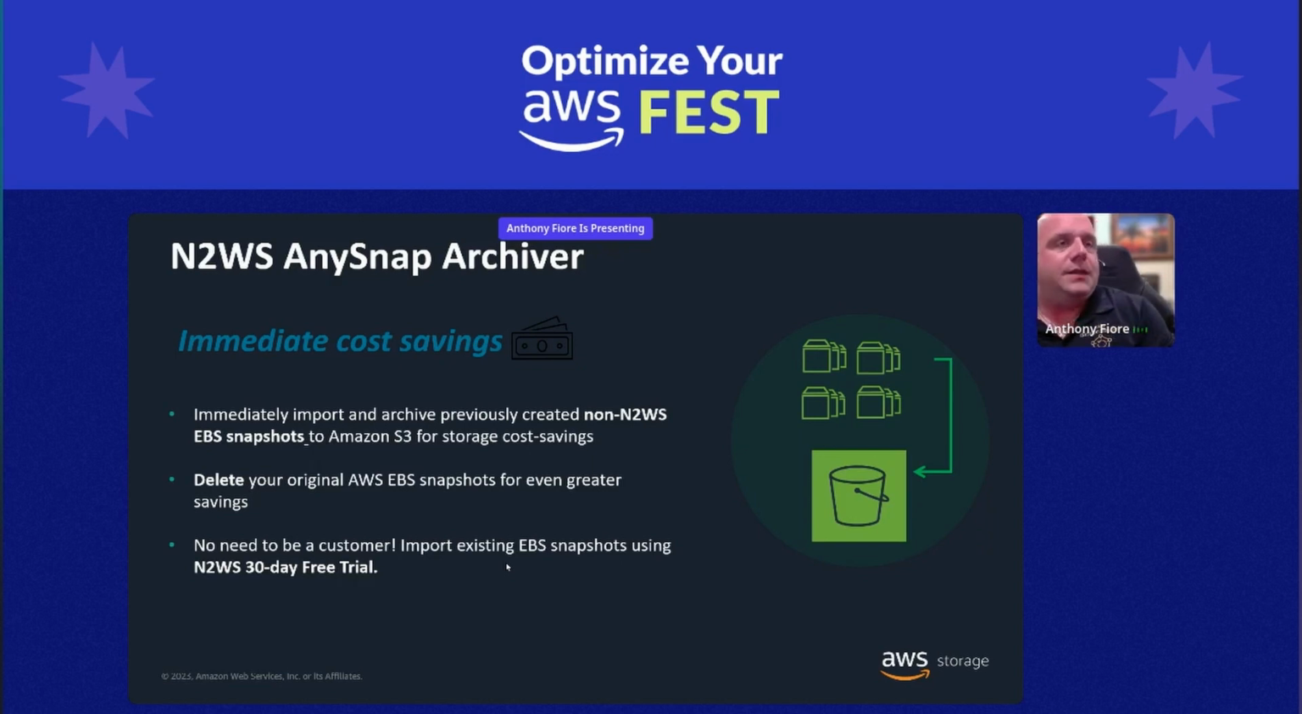N2WS, for those who don't know, has what used to be called their Cloud Protection Manager backup product. And back in Q3 of 2021, they introduced this AnySnap Archiver piece. What this allows you to do is take an EBS snapshot, whether it was created manually or by one of our services. As long as it's an EBS snapshot, this can ingest it, and basically it's going to read the data off the snapshot and deposit that in your Amazon S3 bucket. Now what you can do is, if you want to, delete that snapshot and take the cost savings away from it, or you can now have that in two places.